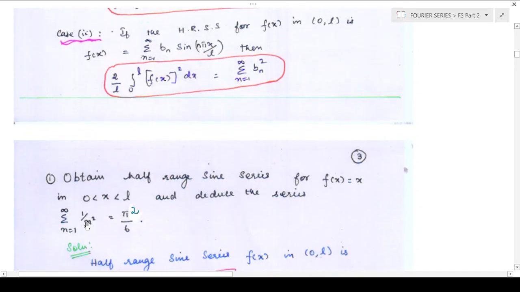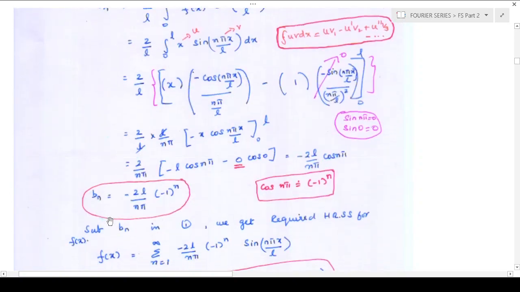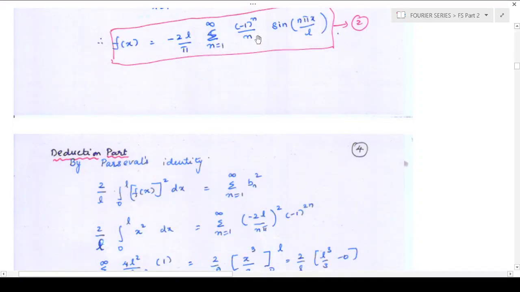They ask you to deduce summation n equal to 1 to infinity 1 by n square, children. Here you have only 1 by n. If you want to have the square in the deduction part, you have to go for Parseval's identity, right? As already we saw in our Fourier series, right?